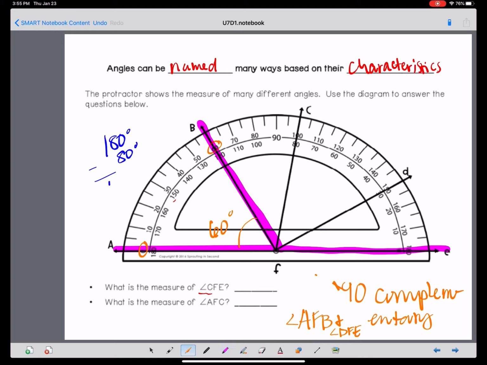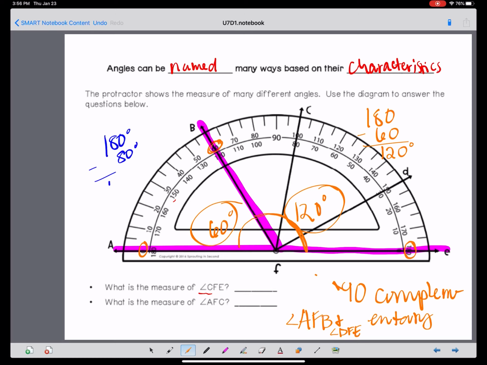Let's go ahead and find out what this span is right here. If I do 180 minus 60, I get 120 degrees. Is 120 plus 60 degrees 180? Yes, it is. So that tells me it's supplementary. So I can write down those angles. There's lots of different ones.